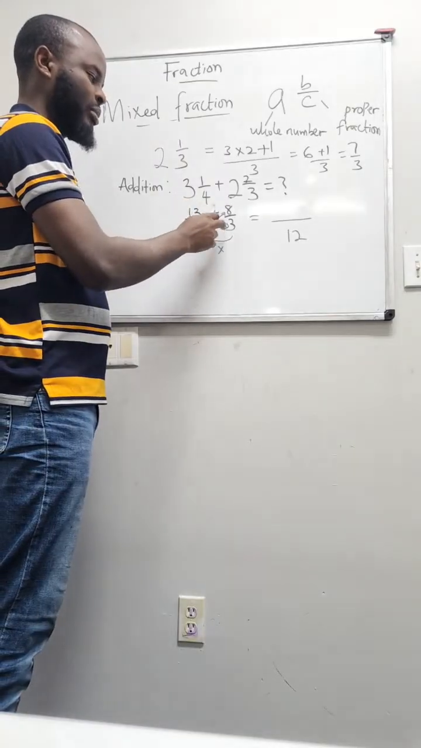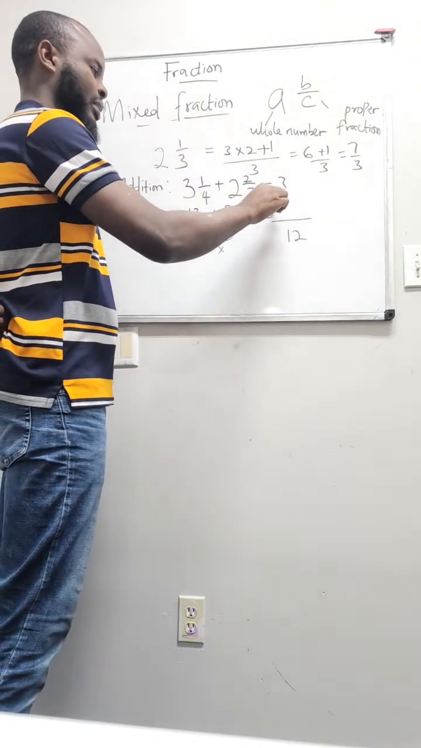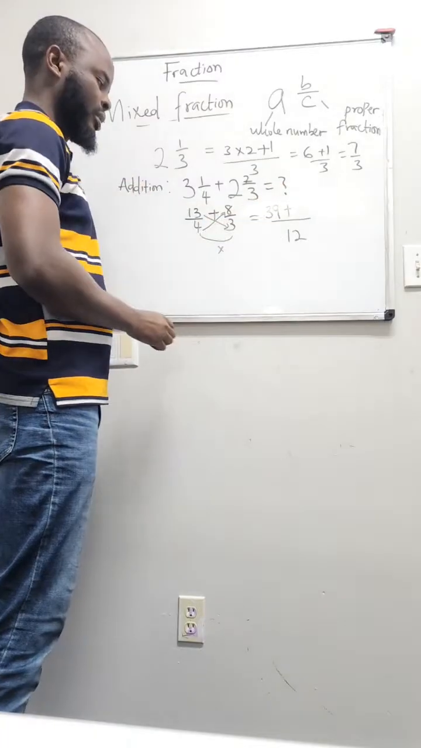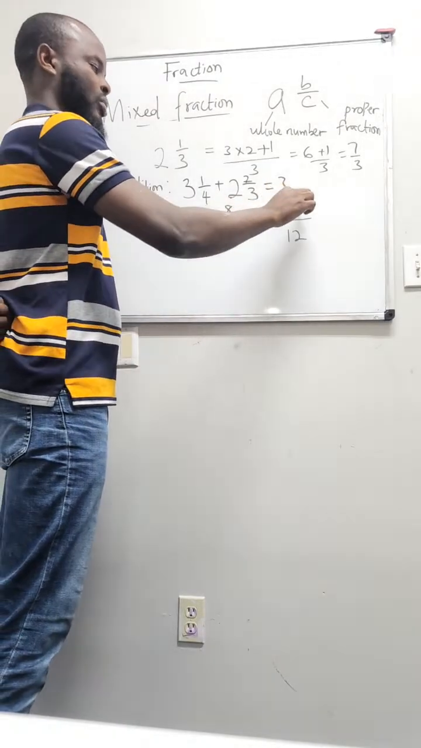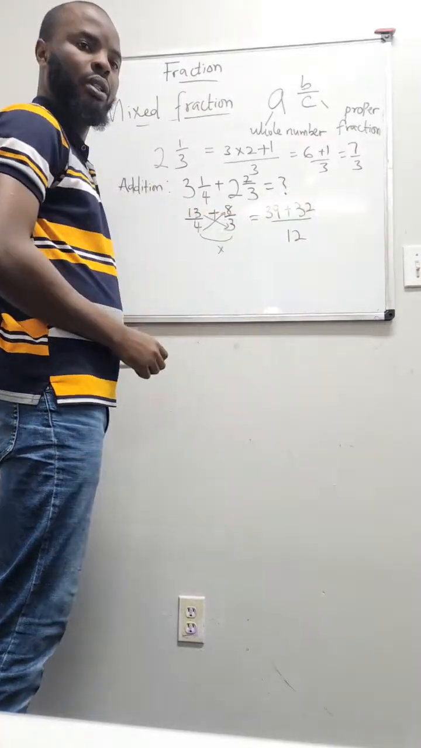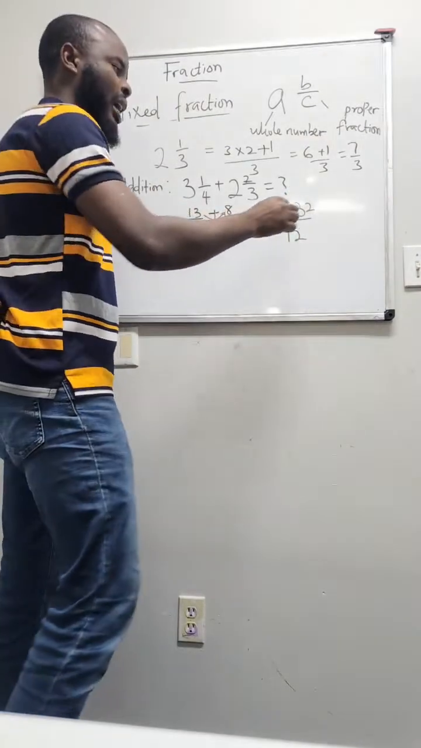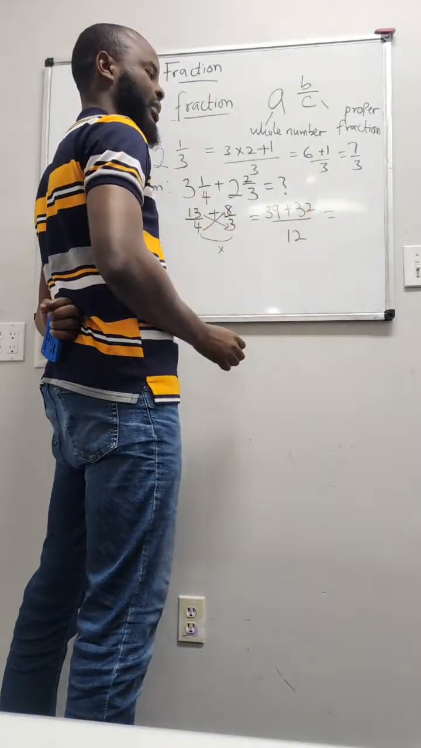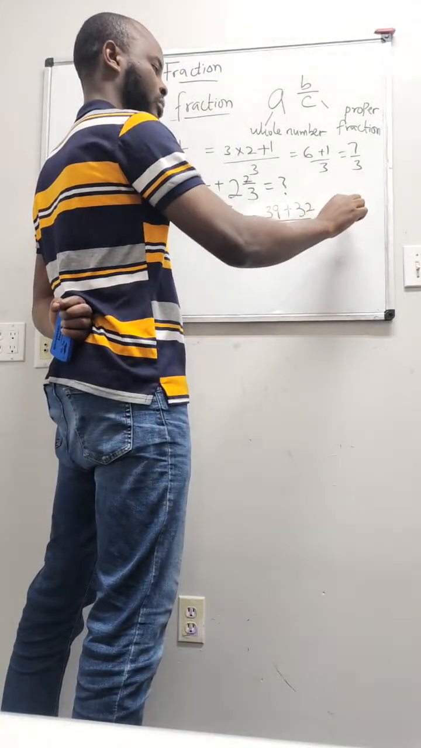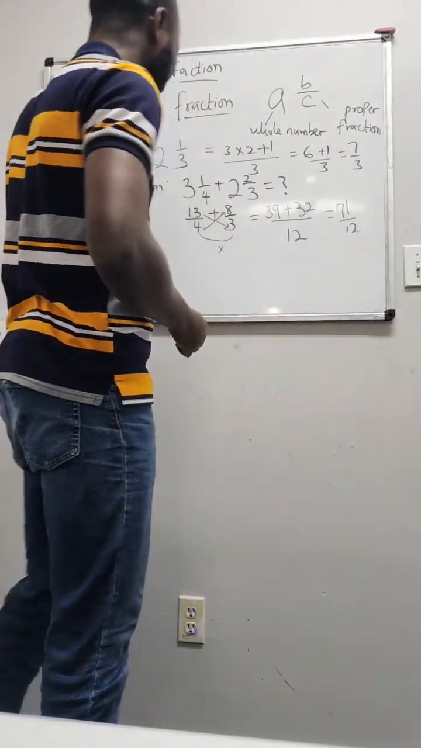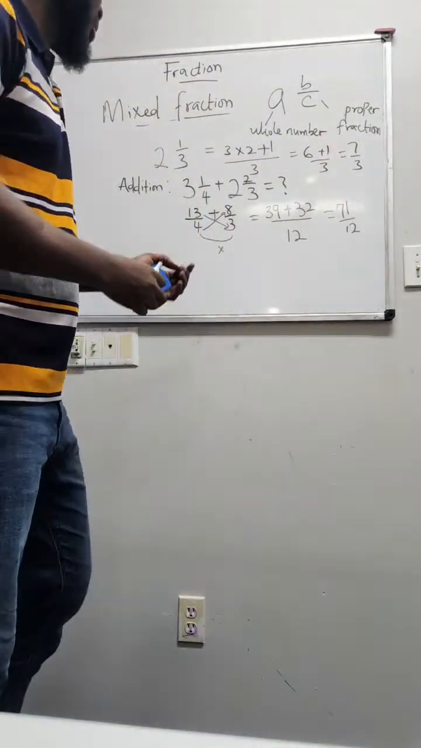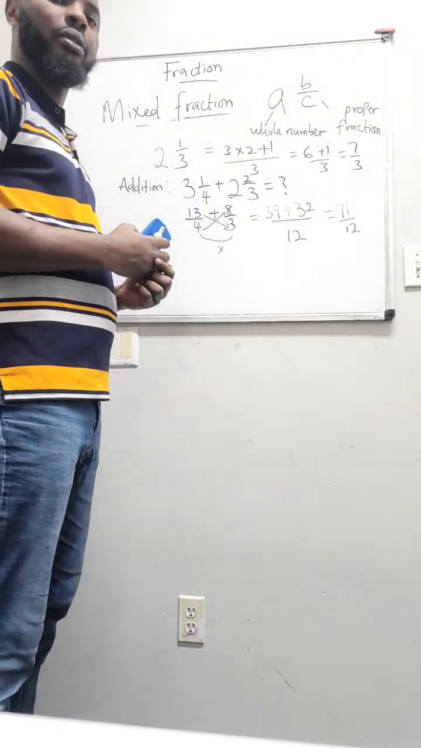So 13 times 3 gives 39 plus 4 multiplied by 8 gives 32. And you can easily add this up. And this gives 71 over 12. You can see how good it is to work with mixed fractions.